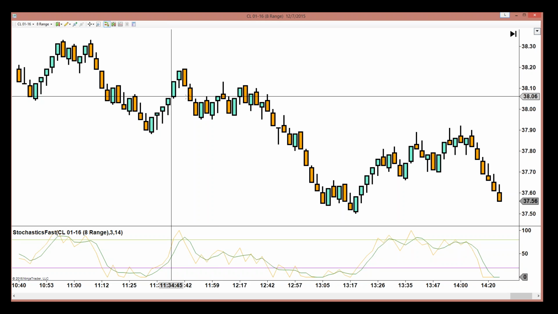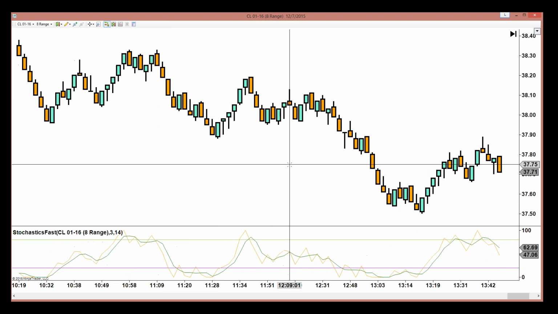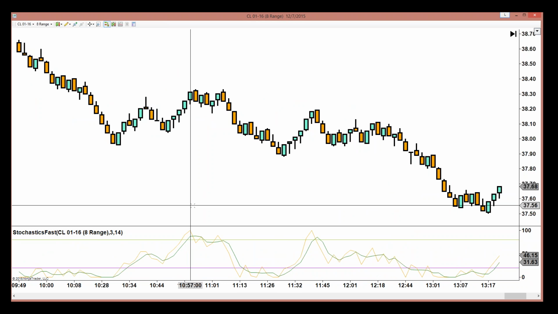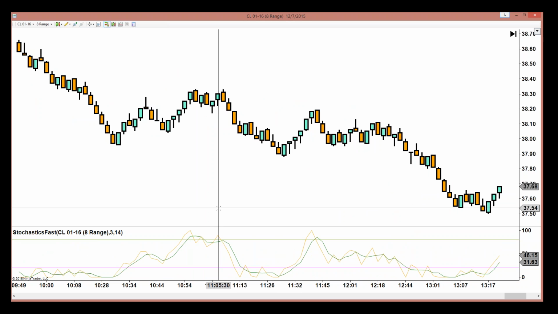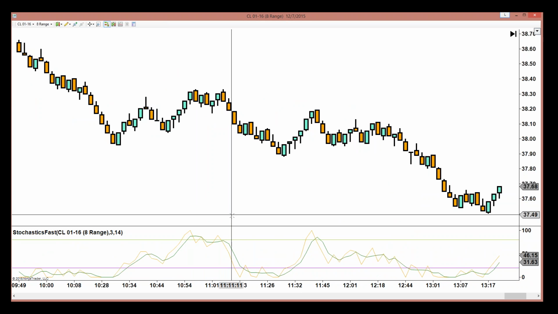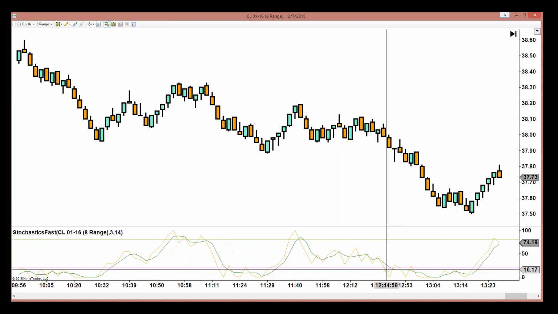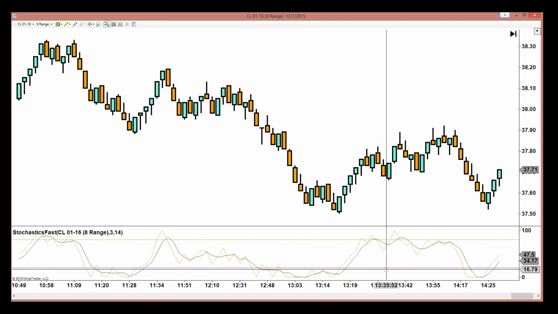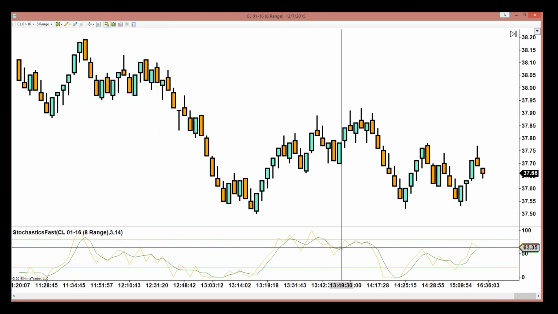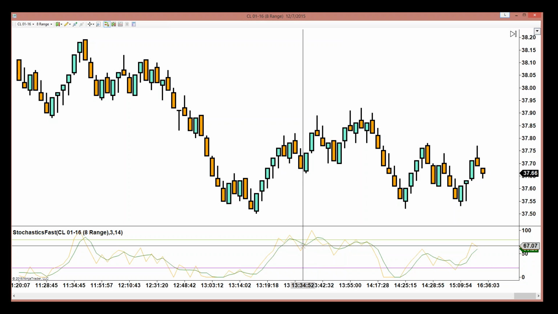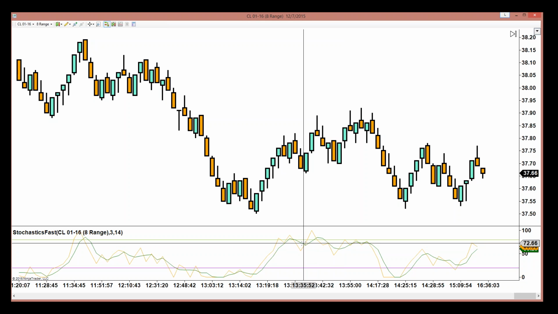Now, the point I wanted to make here is this, if you look here, you can see what appears to be, in retrospect, stochastic exactly predicting when price is going to fall and when price is going to rise. The problem is that if you do a year of market replay data, you will find that stochastic has absolutely no predictive value in determining the future direction of market movement.